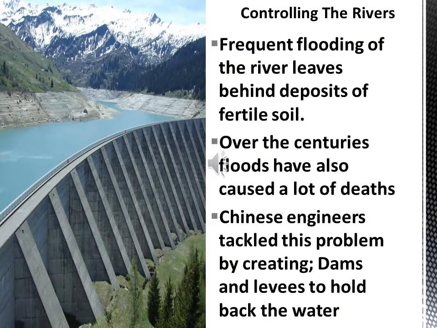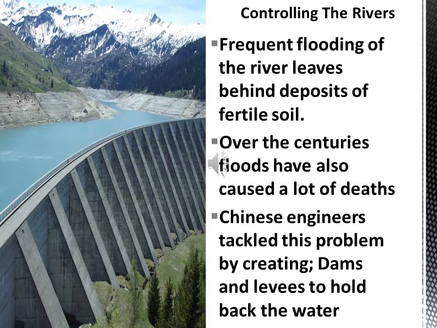Controlling the river. We can see frequent flooding of the river leaves behind deposits of fertile soil. This fertile soil is good for farming and agriculture of the land. This is the positive effect. But what about the negative effect? Over the centuries, floods have also caused a lot of deaths.